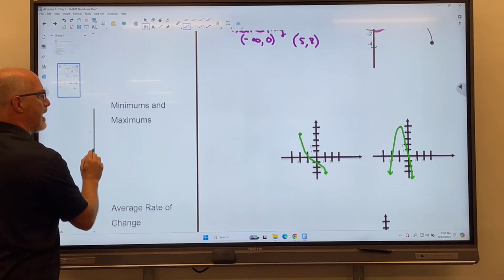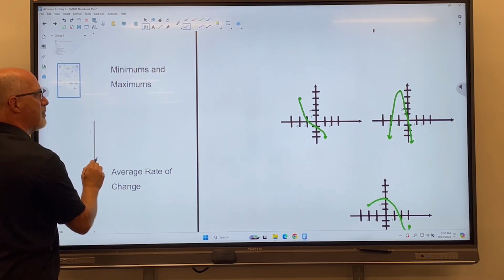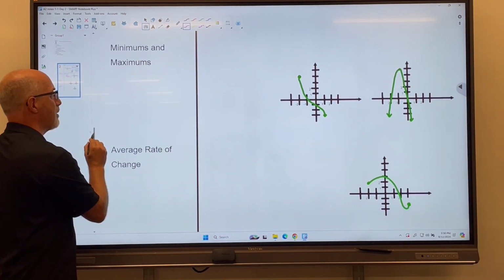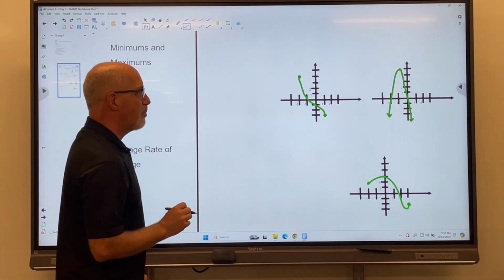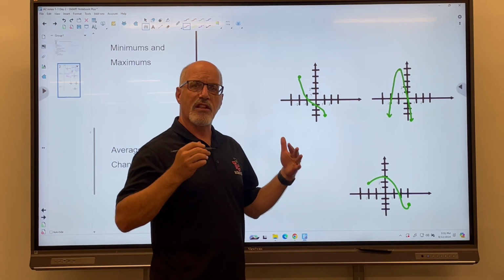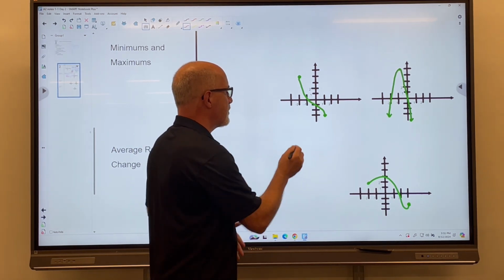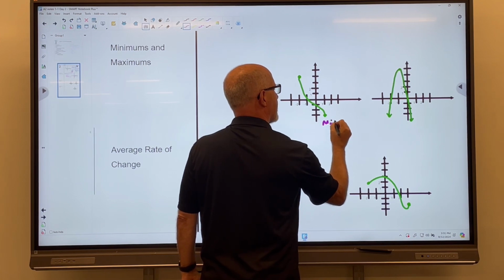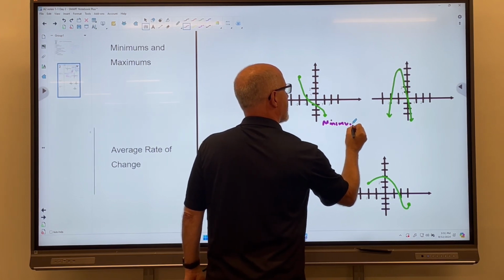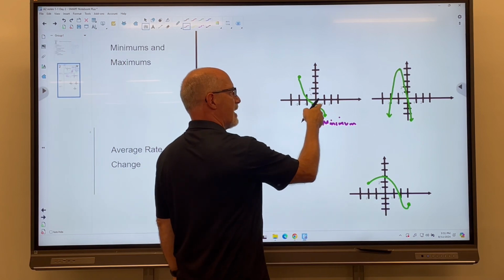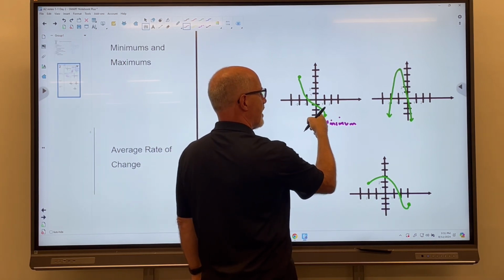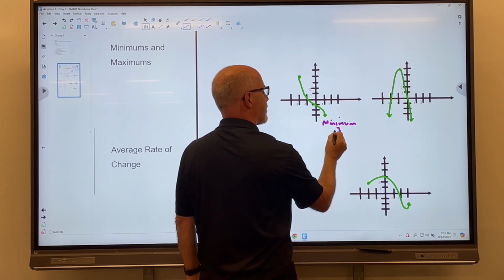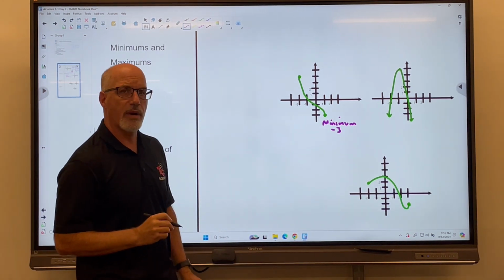All right, now let's look at a new term, minimums and maximums. This is pretty intuitive. Minimum means the lowest part of the graph. So here, this point is the minimum. And we usually say that the minimum value is negative 3, because that's the lowest point on the graph.